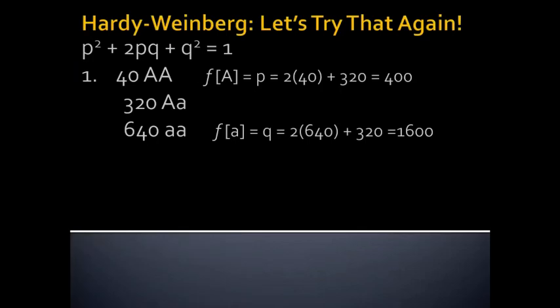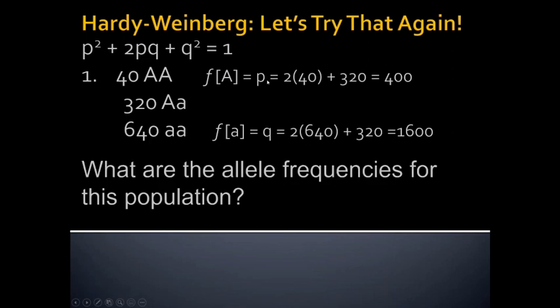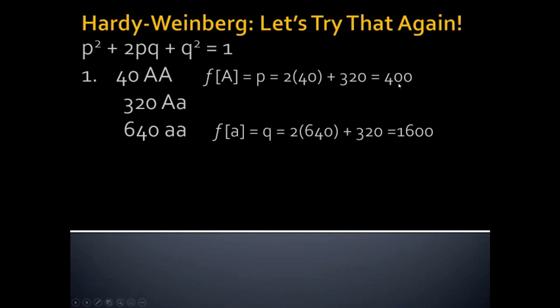So here we are. I now have the raw count for my number of big A alleles, my number of little A alleles. All I need to do is turn those into a frequency. And again, to do that, we divide by the total. So I have 400 big A alleles, 1600 little A alleles. It's divided by 2000. Now again, because we started with nice round numbers in our sample, the math's a little easy.